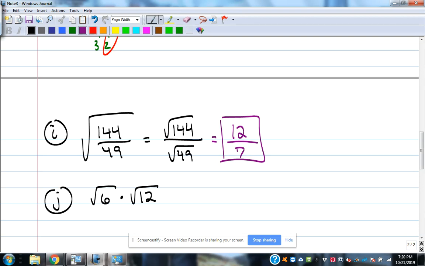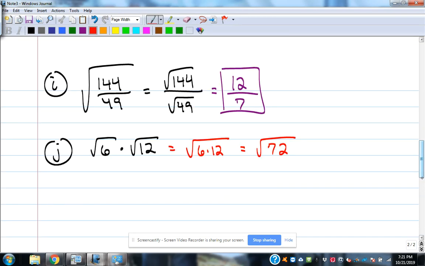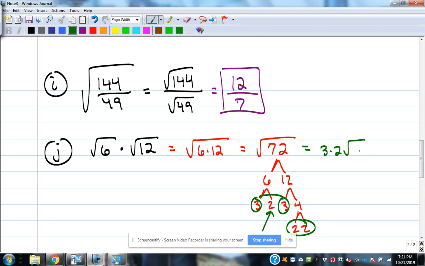So I'm going to multiply these together. So square root of 6 times 12, which would be square root of 72. And then I'm going to simplify that answer. 72, I got it from 6 times 12, so I'm going to break those down. 3 and 4. So there's a pair of 2's, and then a pair of 3's. That's going to be 3 times 2, square root of 2, 6 rather.